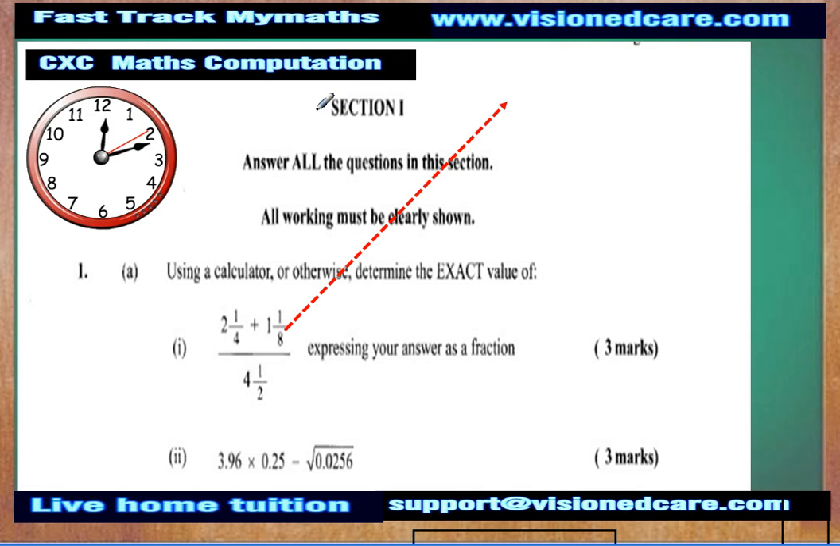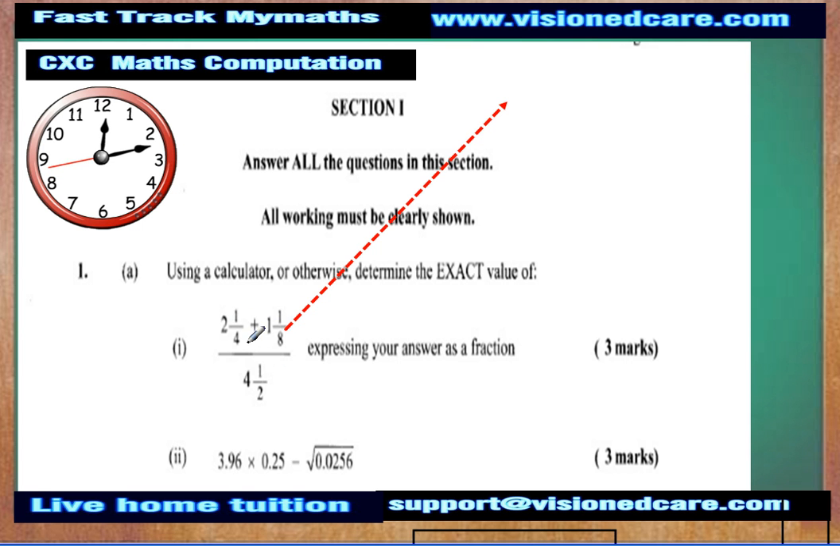In this section, we are going to explore question 1 of the CXC Mathematics Past Paper. In section 1, you are required to answer all the questions and show all working. Question 1 here, they want you to determine the exact value of 2 1/4 plus 1 1/8 over 4 1/2. It's very important for you to note that this line here means divide. It means that you're dividing by 4 1/2.